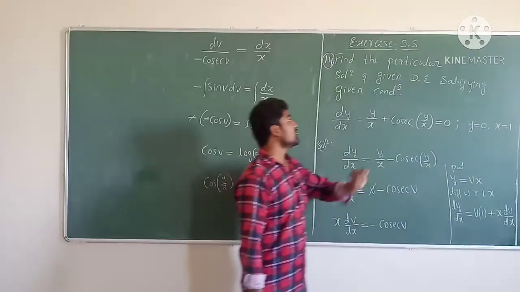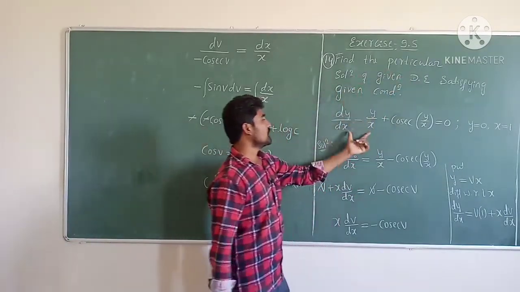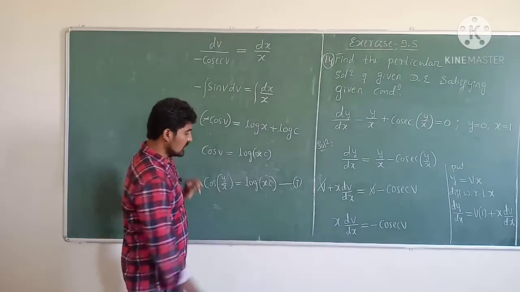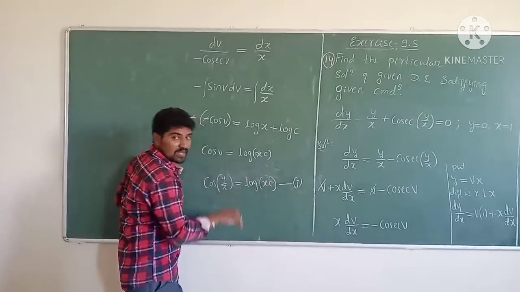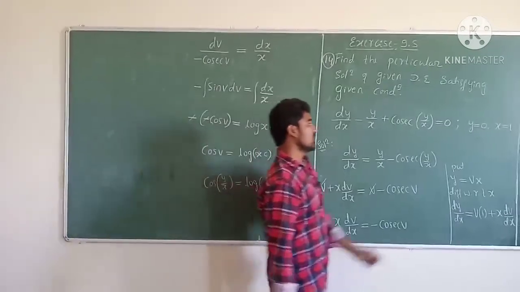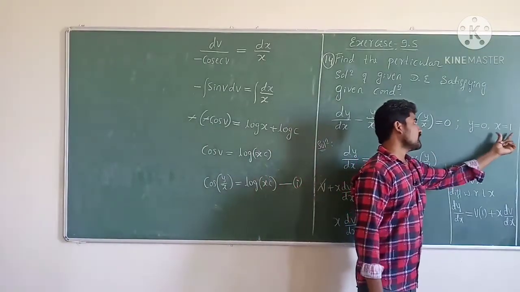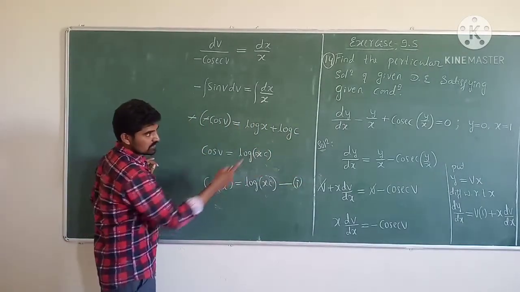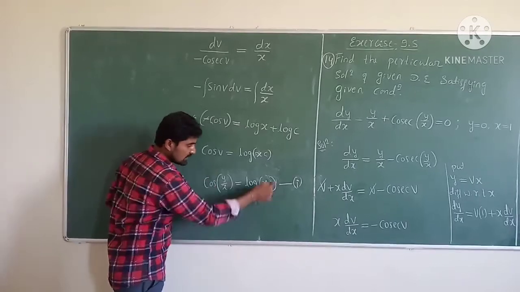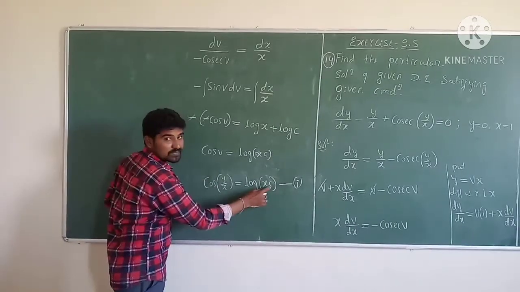But he has given that find the particular solution of the given differential equation. So here the arbitrary constant c is used. To find the value of c, he has given that the value of y is equal to 0 and x is equal to 1. So substitute the value of y is equal to 0 and x is equal to 1 in this general solution to get the value of c.